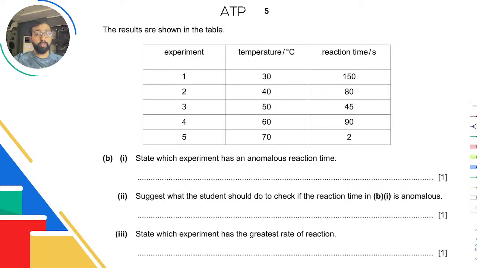Anomalous reaction time is the one that does not follow a pattern. So in this case you can see that as the temperature increases, the time decreases. So you have to look at the trend, anomalous is about the trend. So this one does not follow the trend, so that is the anomalous reading. Suggest what the student should do to check if the reaction time is anomalous. How do you know if something is anomalous? You do it again and you see whether it was right or not. That's it. So you do it again and then you see whether that reaction was right or not.